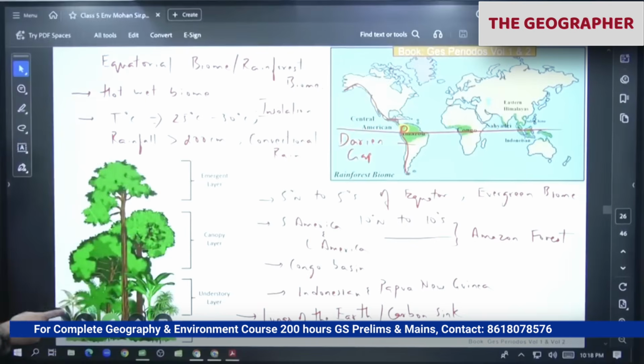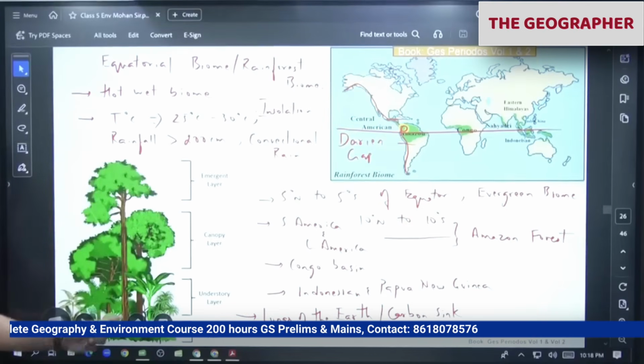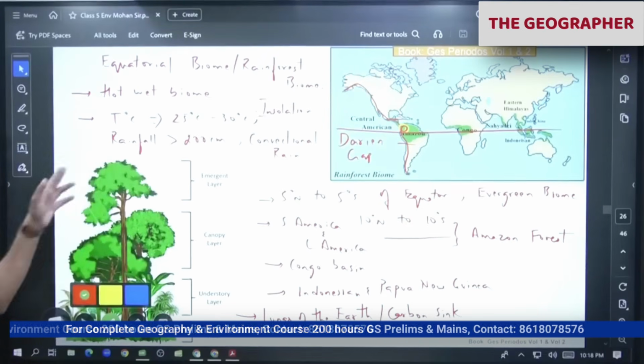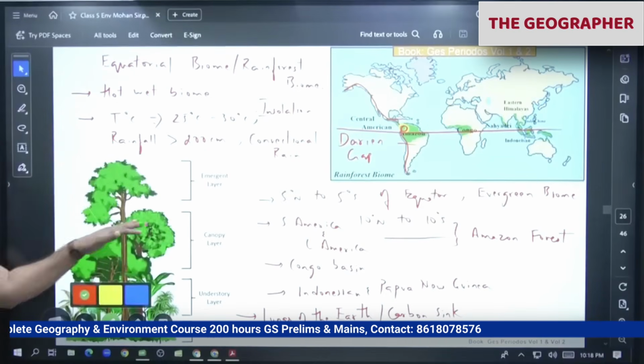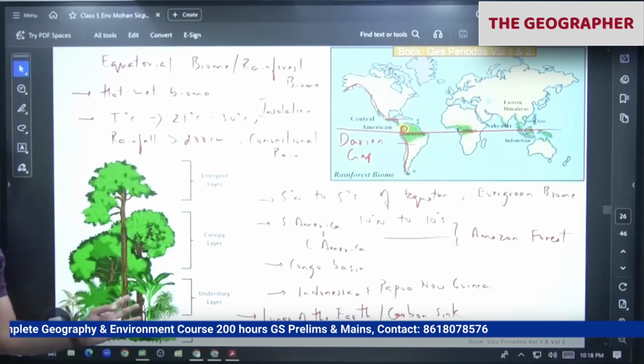That means, if you enter the forest during the day, around 12 o'clock, 1 o'clock, sunlight will not be reaching the surface, the bottom here, because these trees will be blocking sunlight. That is that dense. So inside the rainforest, the day becomes night.